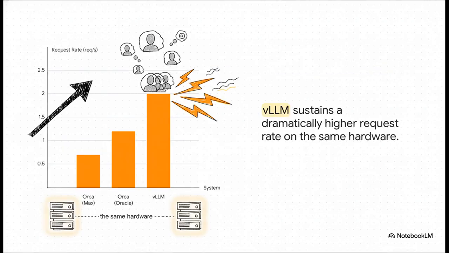And here's the proof. This chart, straight from the paper, shows it plain as day. Look at vLLM compared to other top-of-the-line systems. It just handles way more requests, more users, faster service, all on the exact same expensive hardware.